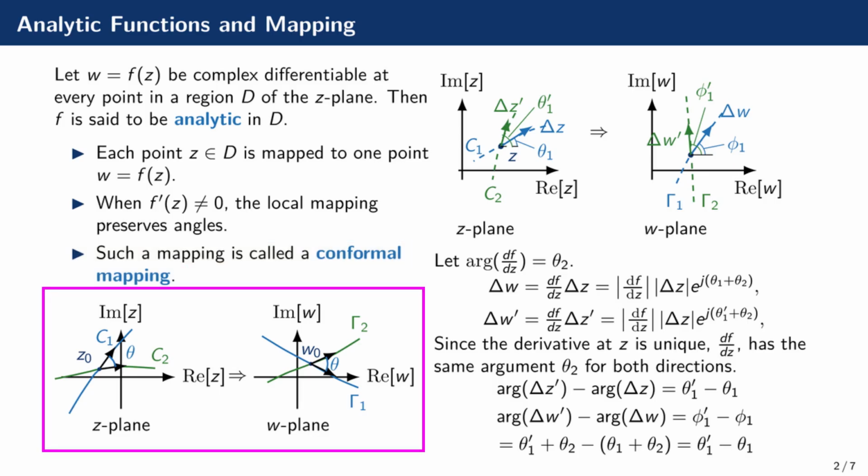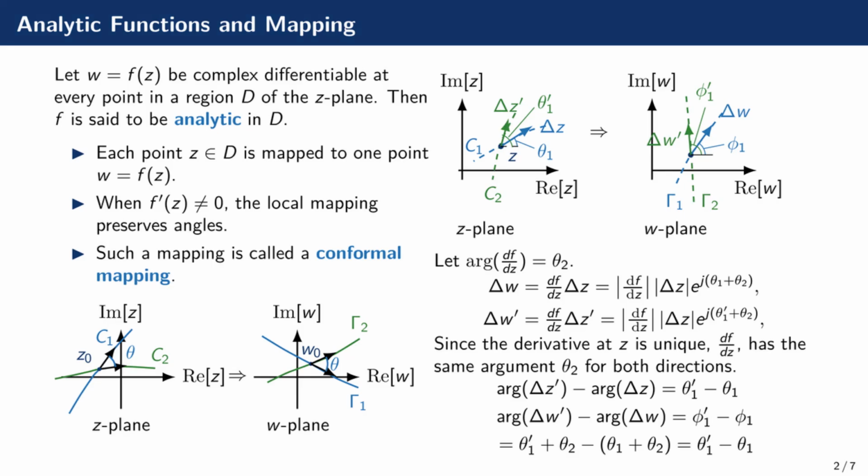Now let us look at the meaning of angle preservation. In the z-plane, suppose that two curves, c sub 1 and c sub 2, intersect at a point z sub 0. Let the angle between their tangents at that point be theta. Under the mapping w equals f of z, these curves are mapped to two curves in the w-plane. Let their images be called gamma sub 1 and gamma sub 2. Both image curves pass through the same point w sub 0 equals f of z sub 0. If the mapping is conformal, the angle between gamma sub 1 and gamma sub 2 is also theta. That is, the angle before the mapping and the angle after the mapping are the same.